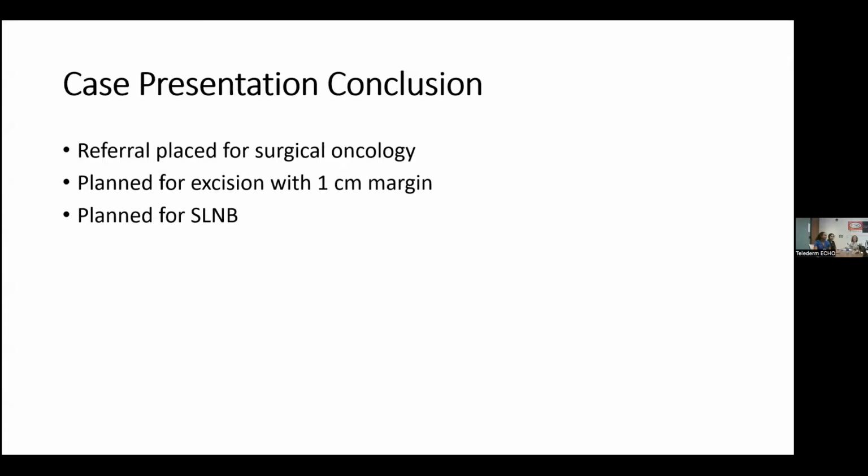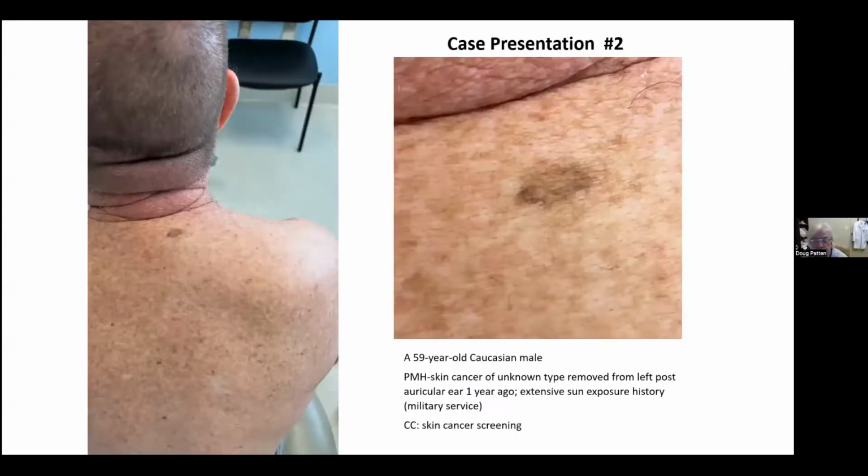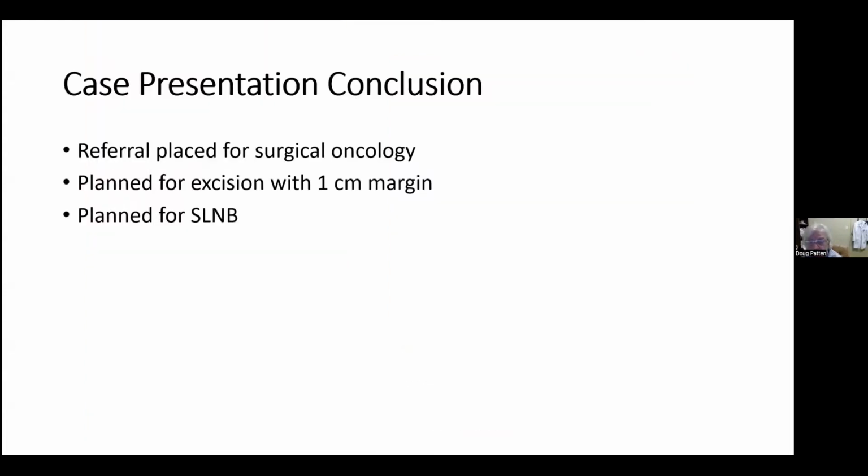So this is the second case. Let's hold for just a second and see if there are any questions or comments from any of the participants.